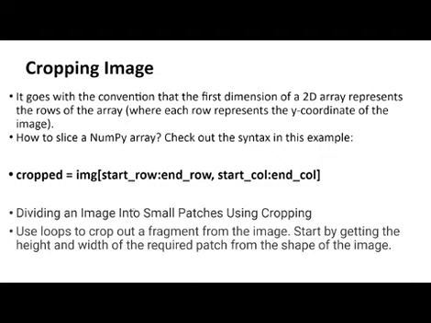We can also divide an image into small patches using cropping. The same thing that is part of patching can be performed with the cropping function. We can use a loop to crop out the fragments from the image. Start by getting the height and width of the required patches from the shape of the image. So you have to finalize the shape of the image with your x and y axes, and after that you can decide the particular fragment from the length and height of the image, starting from your x and y axes.